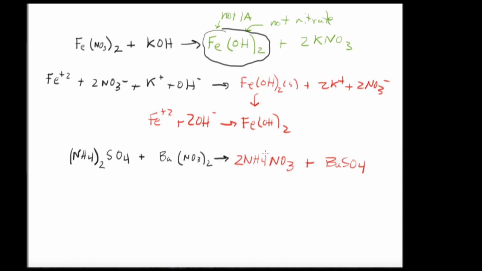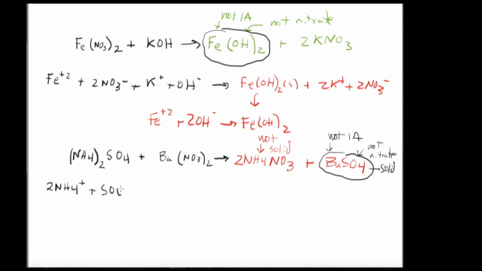Now, in this one, again, when you look at the two products, you're evaluating, okay, is there 1A or ammonium, and is there nitrate? So this thing right here is not the solid. And then when we look at the barium sulfate, this is out of the laboratory. You should actually know this without any issues. Barium is not 1A, and sulfate is not nitrate. All right, so this guy right here is your solid. That's the solid.